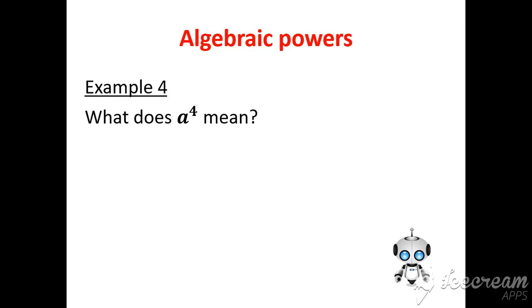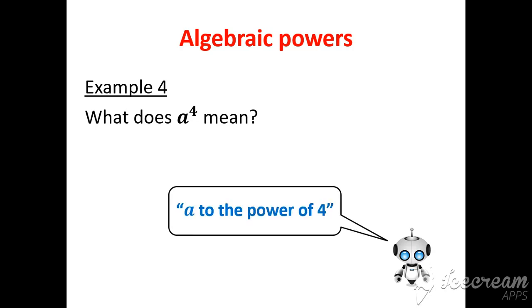Right, what does a with a little 4 mean? Well, this means a to the power of 4, and so it means a times a times a times a. A number a times itself times itself times itself.